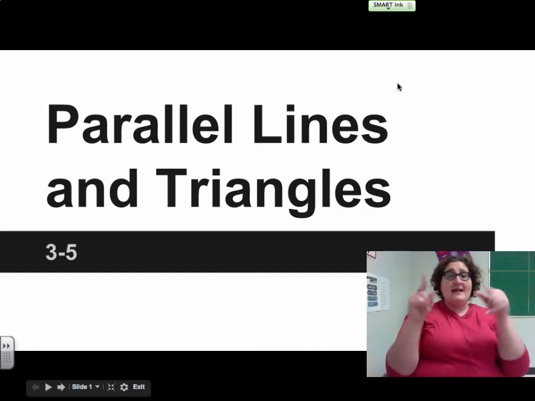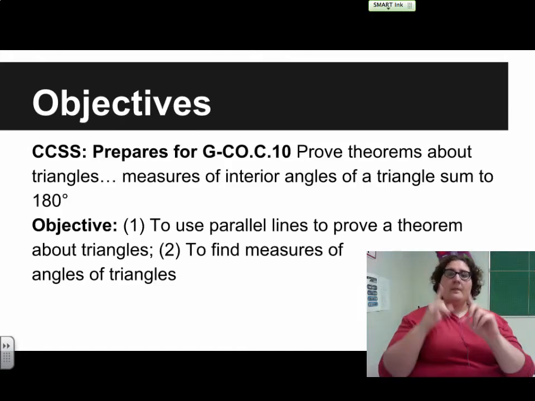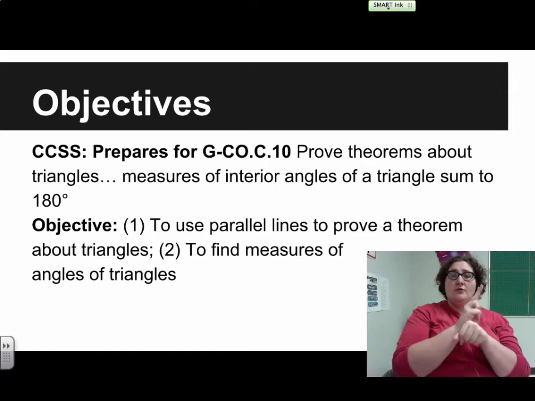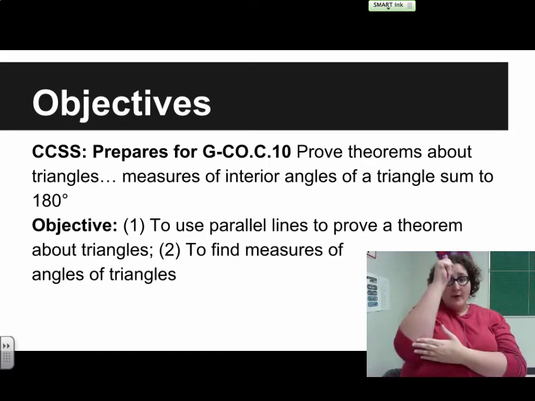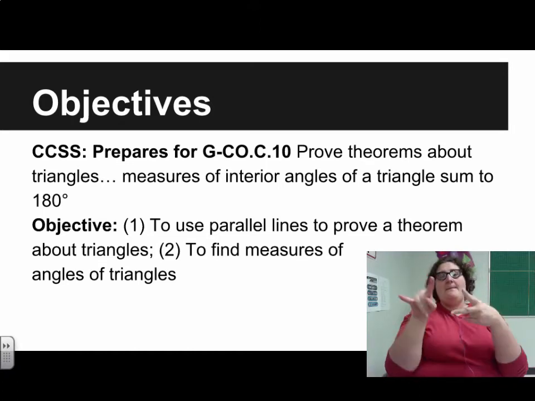Parallel lines and triangles. Objectives. 1. To use parallel lines to prove a theorem about triangles. 2. To find the measures of angles of triangles.